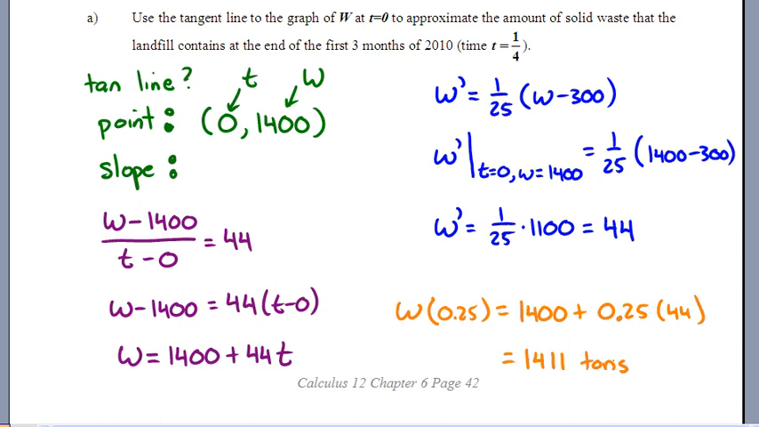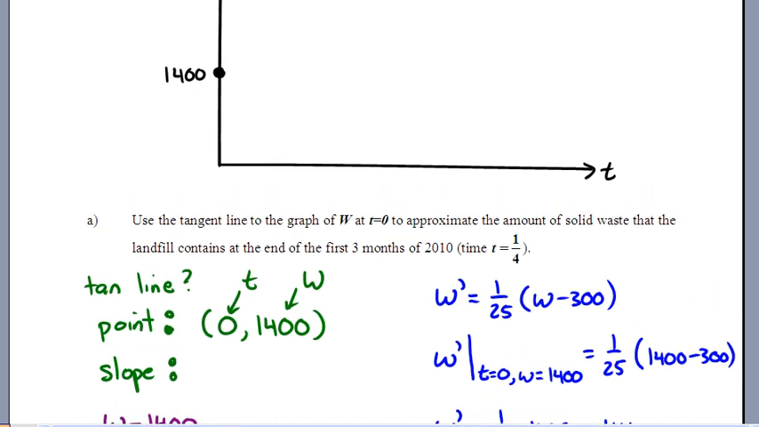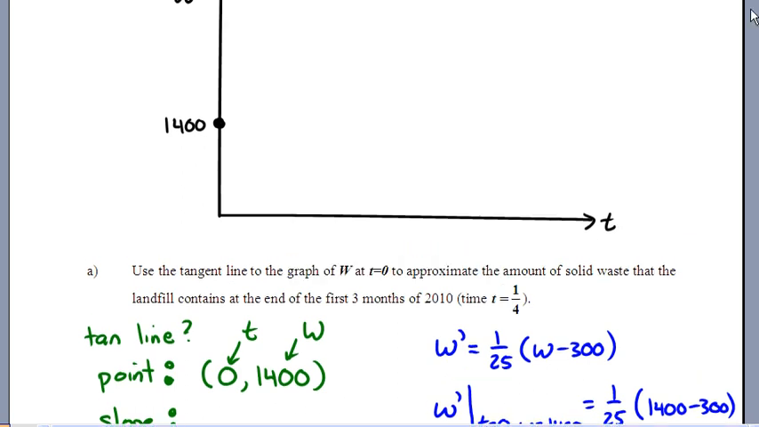Now, I don't know whether the graph right now is above or below that, but if I draw in this tangent line, what color did I have down there? Purple. Okay, so there's a tangent line in there, and it's got this nice slope of 44, and it's going kind of like this. And we just figured that if you went over to 0.25, you'd be up at 1411. Okay, great. No worries. That was part A. That was doable. Now part B.